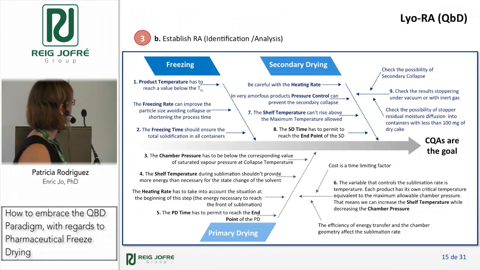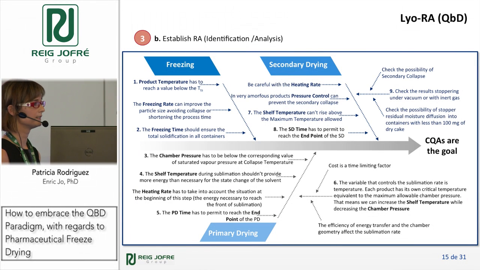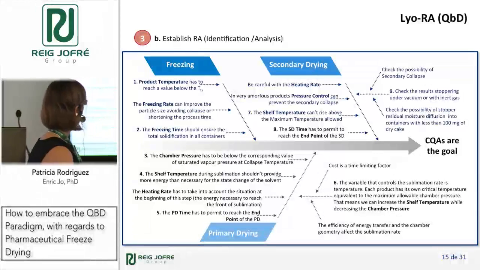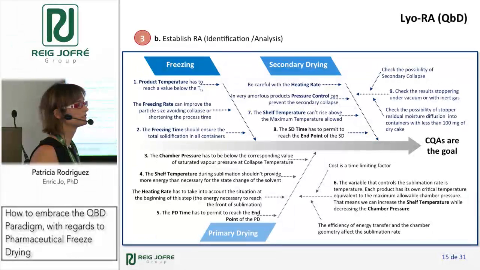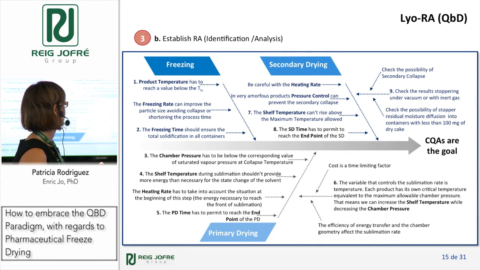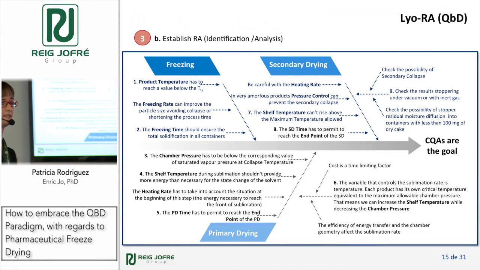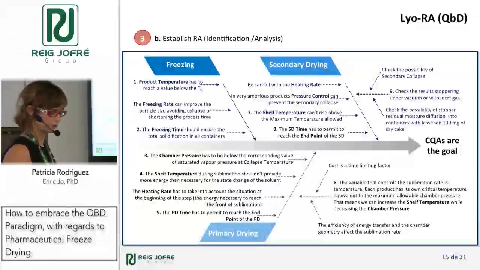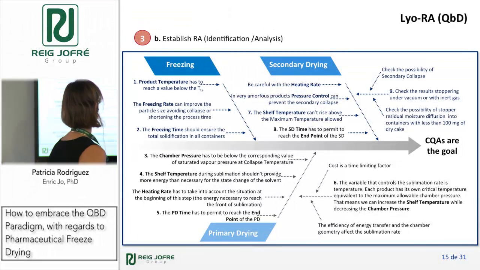Well, and let's go to identify our risk. So this is a typical tool, it's not new, where we have identified how things can go wrong during the process, the possible failures during the process in each step. And we put a number on some of them because we are going to detail them in the next slide.